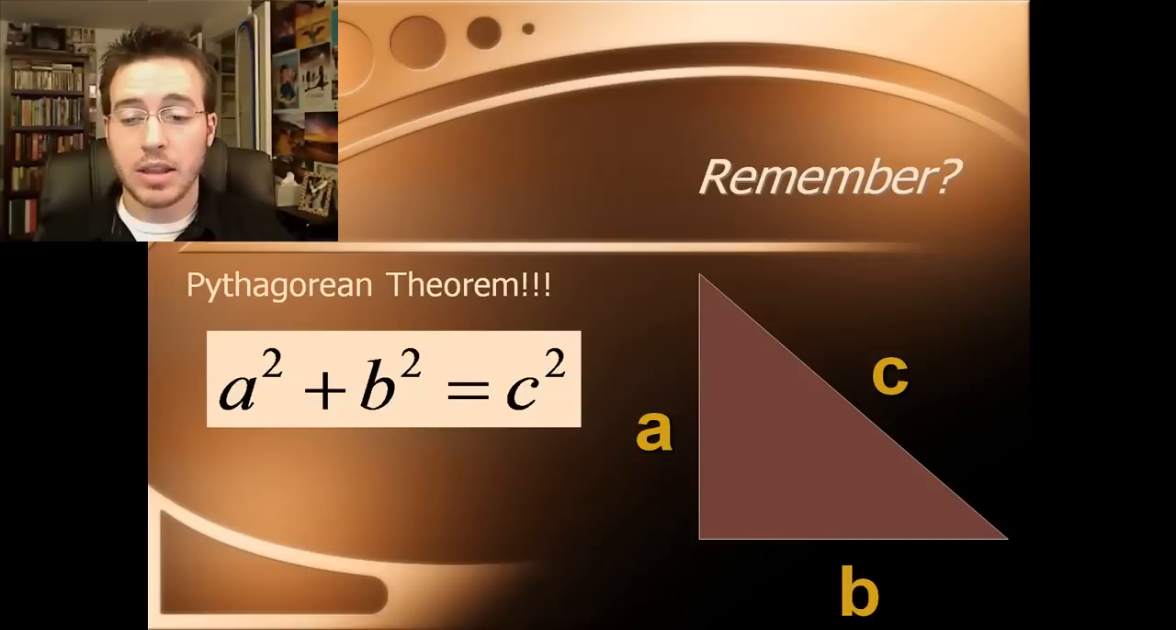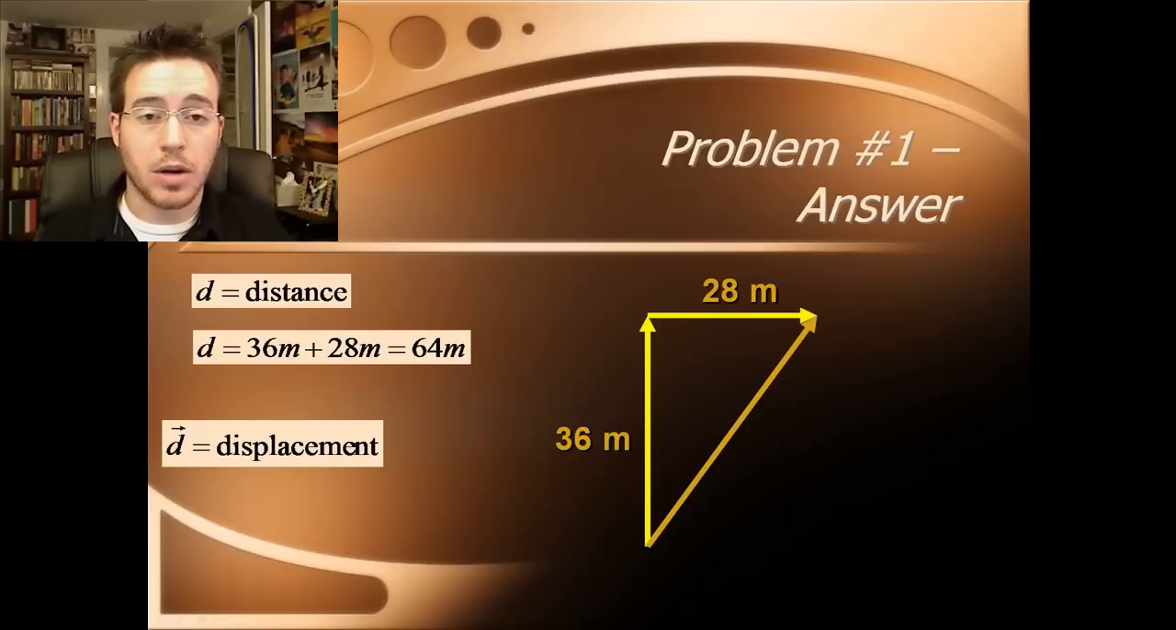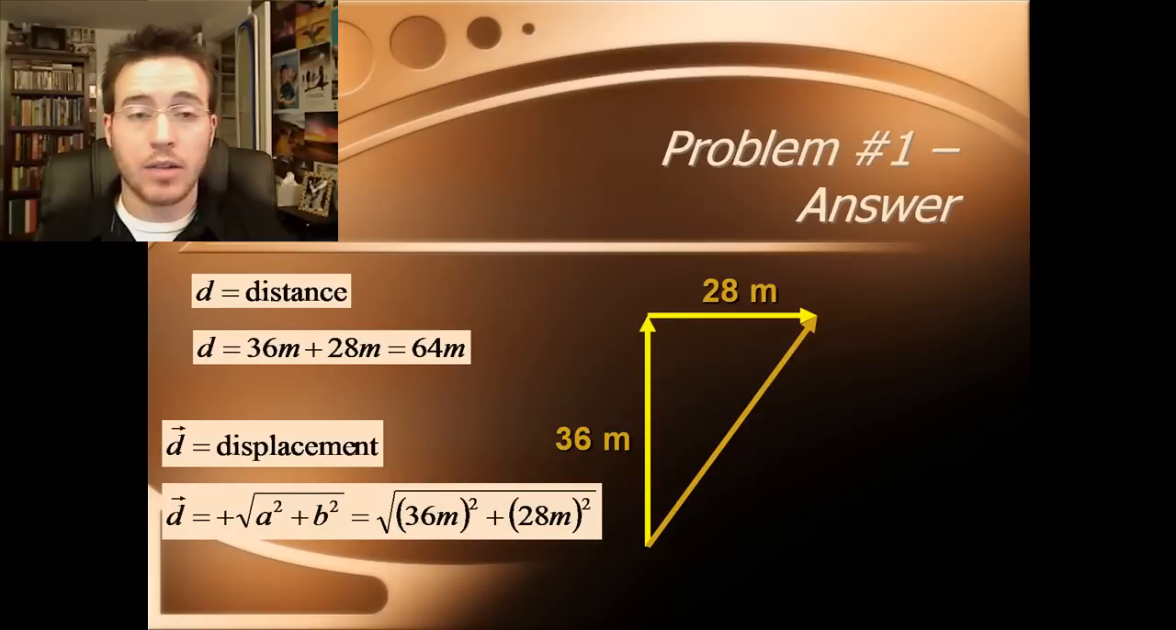So we have the Pythagorean theorem here. A little bit of algebra, if we square root both sides and take the positive, that'll tell us that C, the hypotenuse, is going to be equal to the square root of A squared plus B squared, all inside the square root. Let's go ahead and use that with this problem here. Go ahead and write it out. Remember, please write down the formula, plug the numbers in. A lot of times I see students who will put the square root of 36 plus 28 and forget the squares on the inside of the square root. That will completely change your answer. You'll end up with something much smaller than it should be.